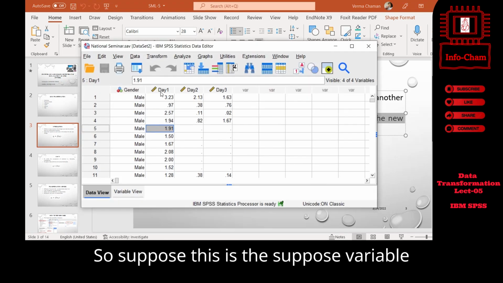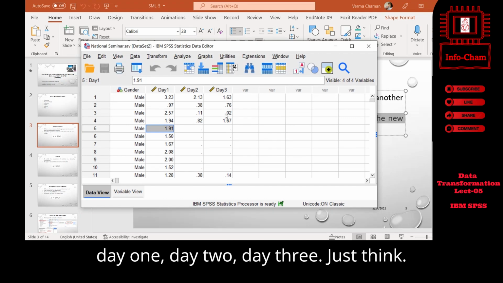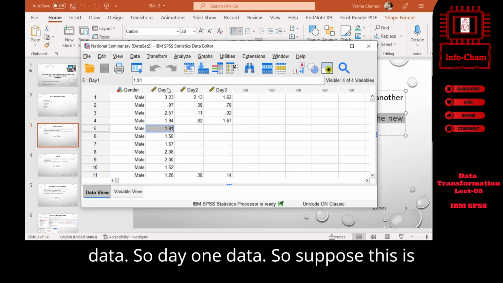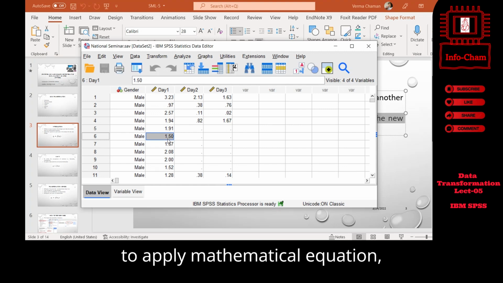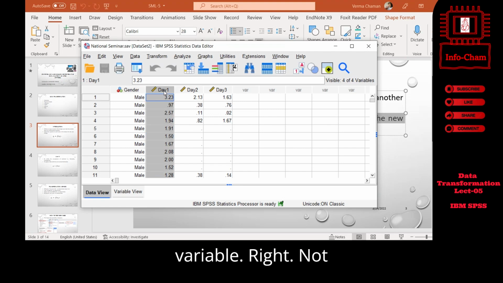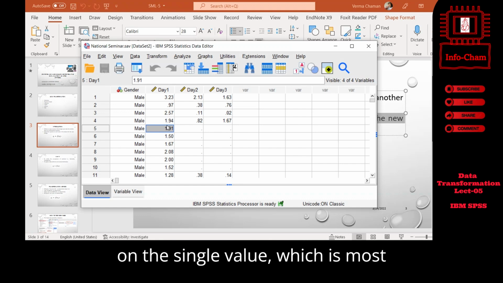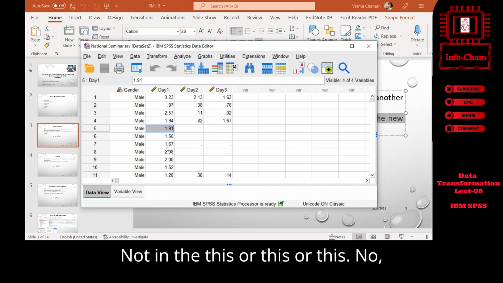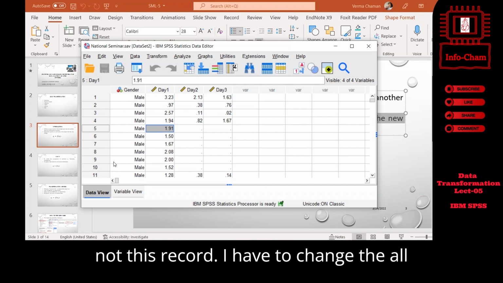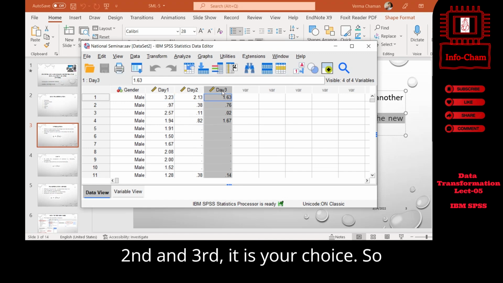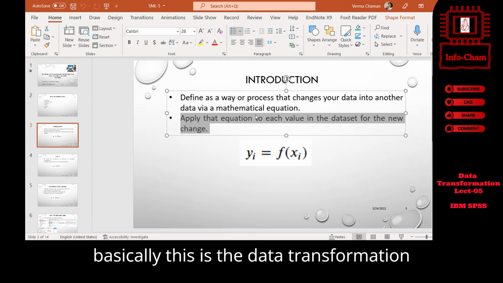Think about it here. Suppose these are the variables day 1, day 2, day 3. So this is the day 1 data. If I want to apply a mathematical equation, it should be applied to the whole variable, right? Not on a single value, which is most important. I need to change not just this or this or this record. I have to change all the values of the variable. Similarly for the second and third, it is your choice. So basically, this is data transformation.